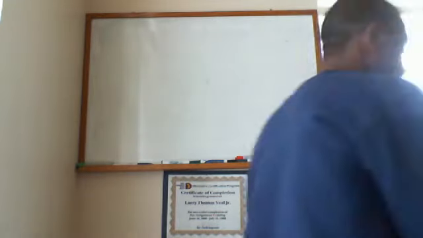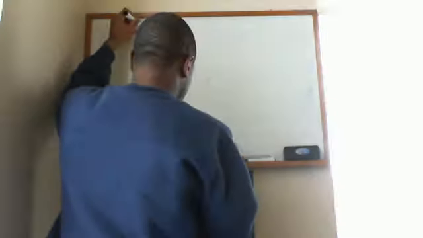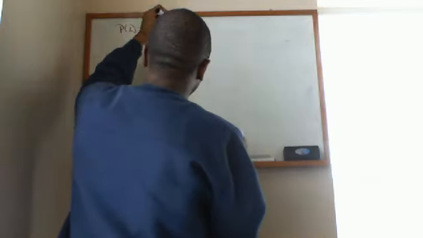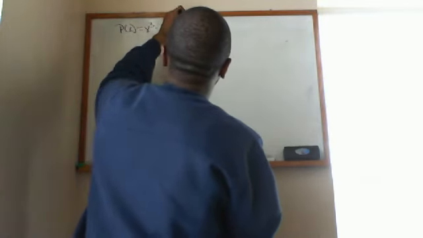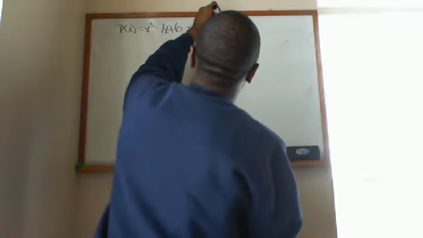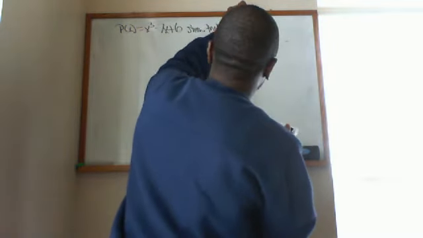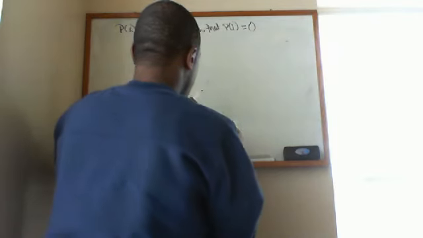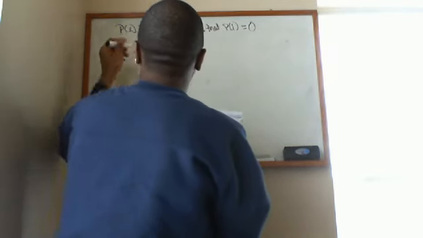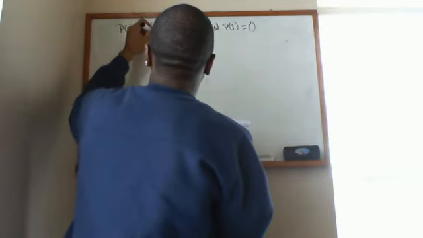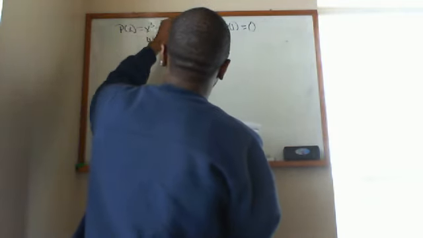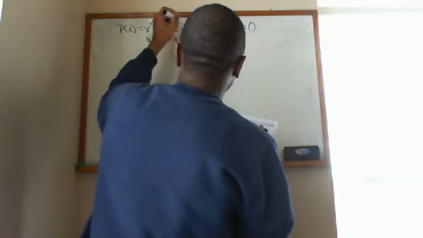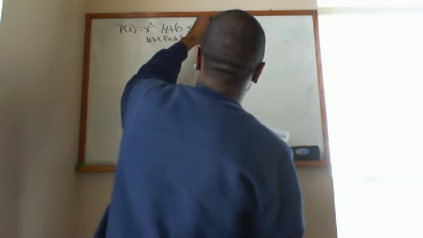Now, the next part is going to be something like this. If I was to ask you, here's my polynomial, x cubed minus 7x plus 6. Show me that p of 1 equals 0. Use this fact to factor completely.